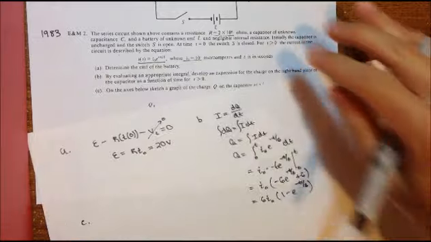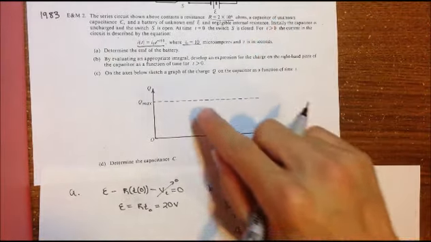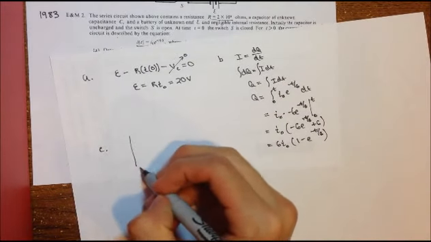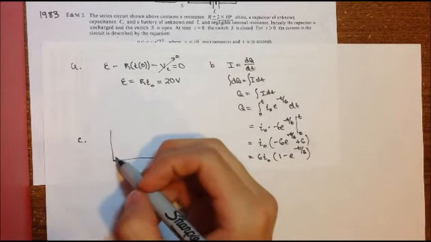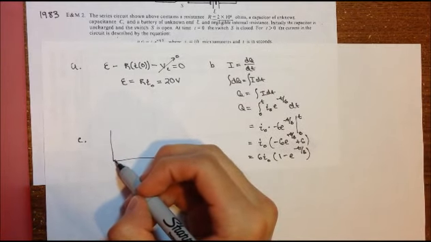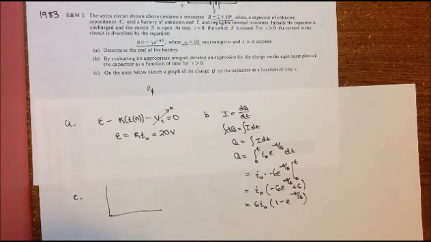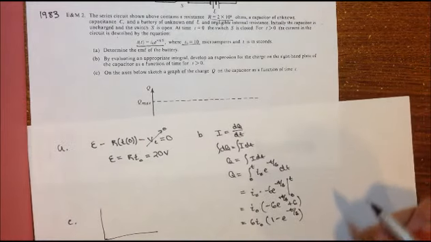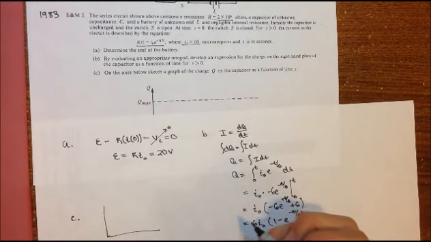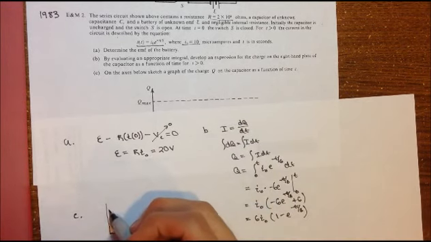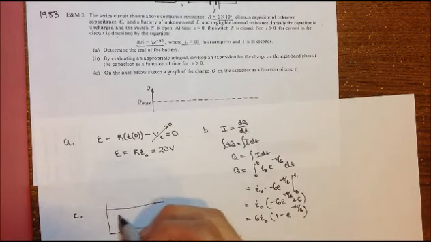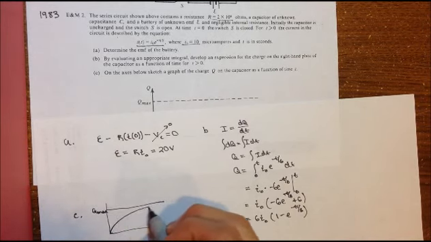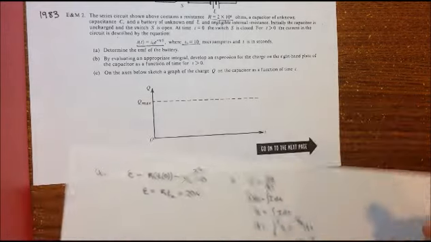Okay, part C. On the axis below, sketch a graph of the charge Q on the capacitor as a function of time. We already saw that before: the charge on a capacitor will start at 0, and as t approaches infinity, will reach a maximum charge based on its capacitance. We already have a line here, an asymptote, Q max, and so it's simply a function like that.